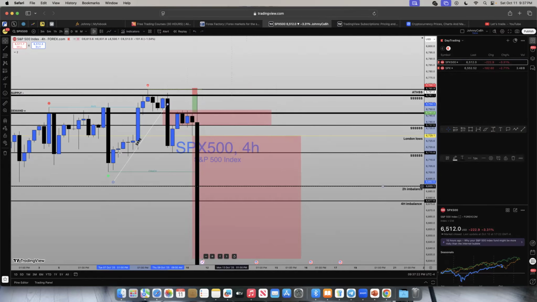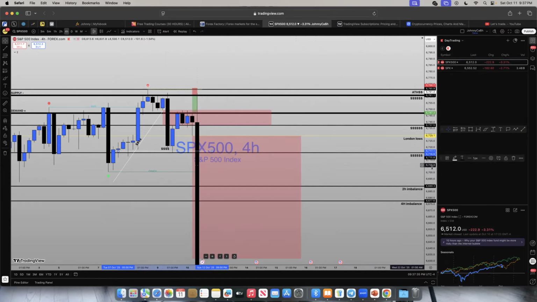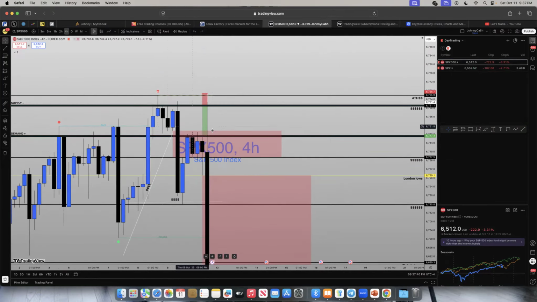So boom, we had liquidity right here. We also had liquidity right here, also right over here. So I'm gonna mark this up right there, and then put this here. So boom. So yeah, we had liquidity here. We had at the time, bro, London lows here, and we had my supply and demand zone here.